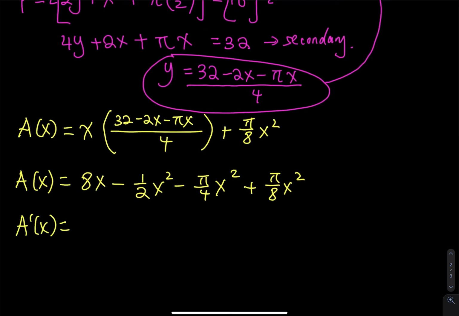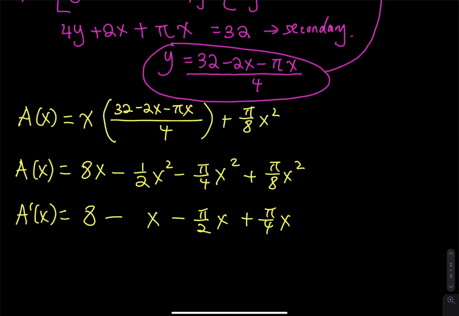This is an 8, bring the 2 down, we have a minus x, bring the 2 down, we have a minus pi over 2 x, and then plus, bring the 2 down, so we have a pi over 4 x. So now the first derivative is done, and then let's see what else we can do. We have a negative pi over 2 plus a pi over 4, so this one can be simplified. Just like a negative 1/2 plus 1 over 4, so we have negative 2 over 4 plus 1 over 4, that equals negative 1 over 4, right?